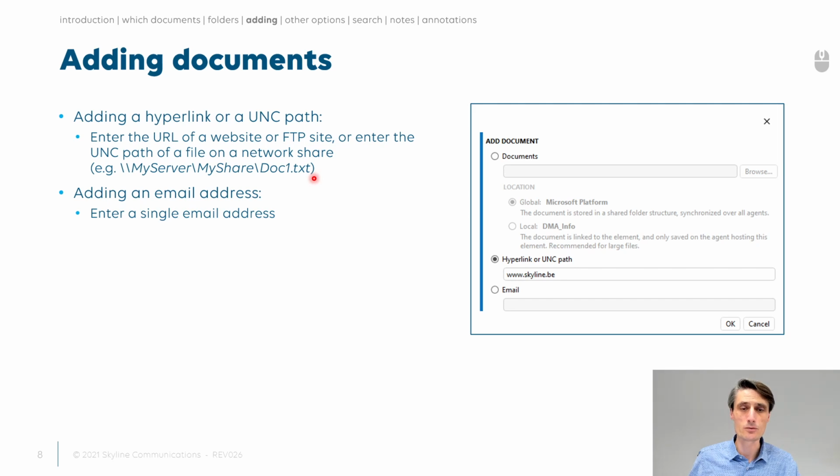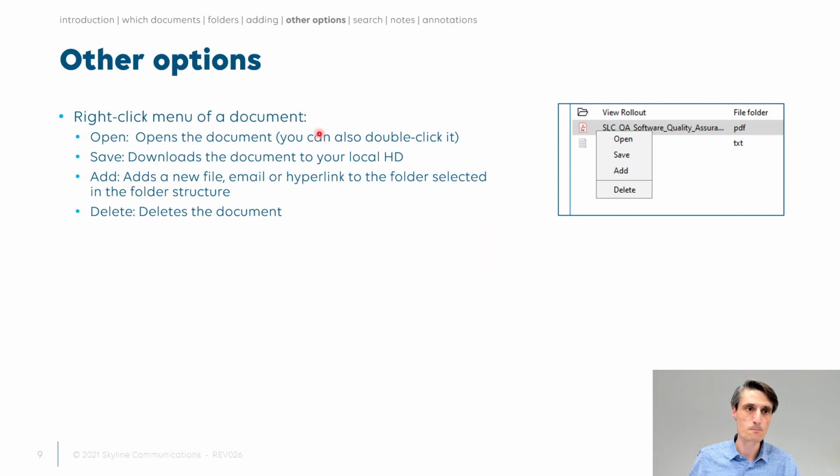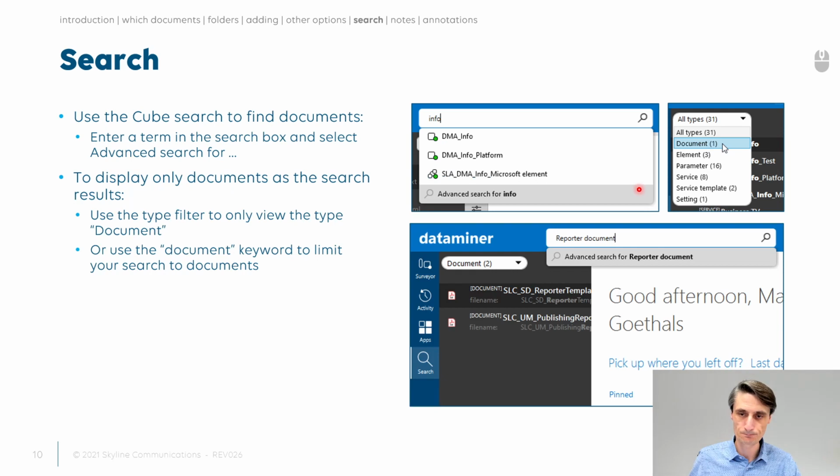You basically refer to one document that is stored somewhere on a share where you need to have access to, of course. Or the third option then is just an email address. You can specify like a technical support or a contact person for this specific driver or for general contacts. Some other options in the right-click menu: you can open or double-click the document, for instance opening a PDF file, or you can save it, downloading it onto your local computer, or add a document, which we just took a look at. And deleting is, of course, also an option.